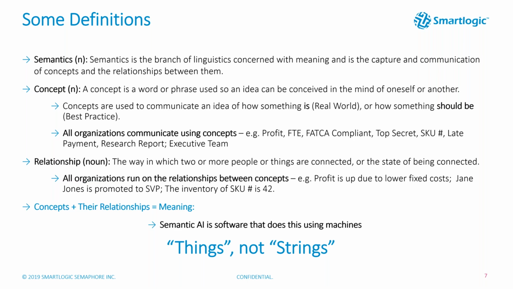And what Semantic AI is doing is putting concepts and relationships together into meaning using software. So we're doing it using machines. Quite often it's called things, not strings. Strings is how search engines work. They go and they look at letters, but they have no idea of what that thing is. They just know that it's a string of letters. And what we're talking about here is providing the semantics, the meaning behind the data.